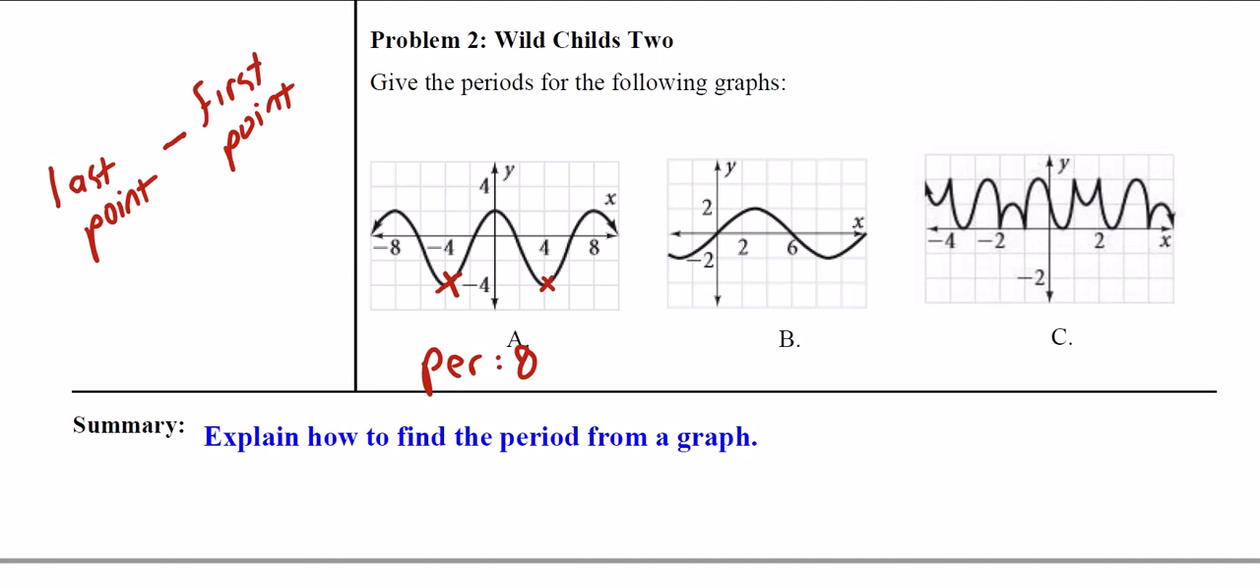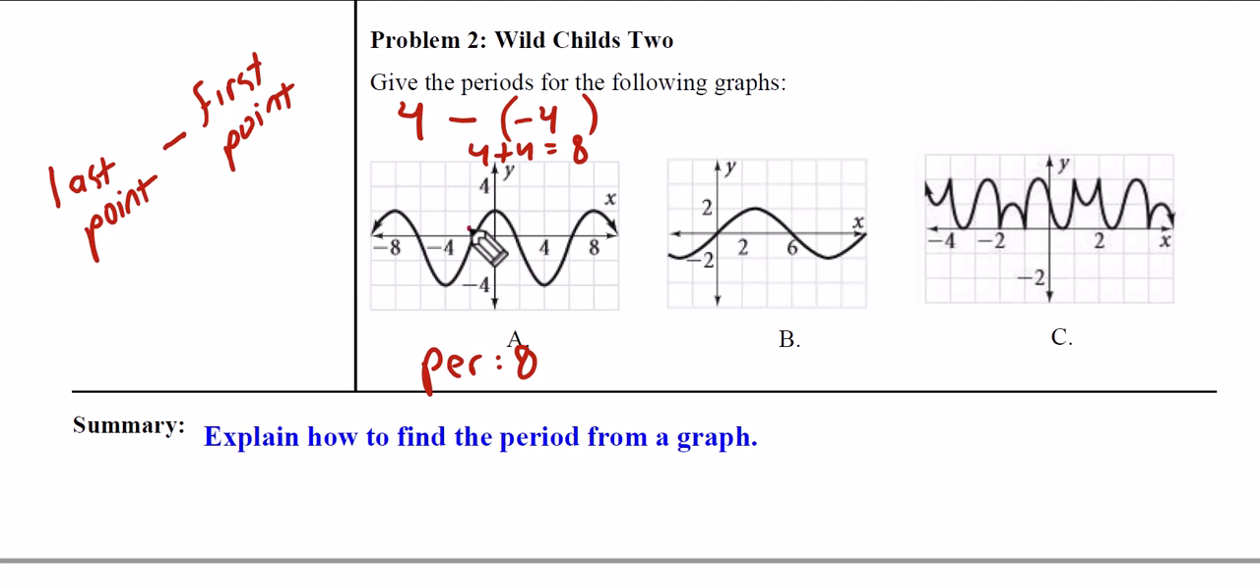We do the last point minus the first point. And we're not even talking about the points, we're just talking about the value on the x-axis. So this last point has an x value of 4 minus, and this first one had a value of negative 4. So that simplifies to 4 plus 4, which is 8. Interesting. So regardless of what point you pick, if we're doing this right, it should be the same period.